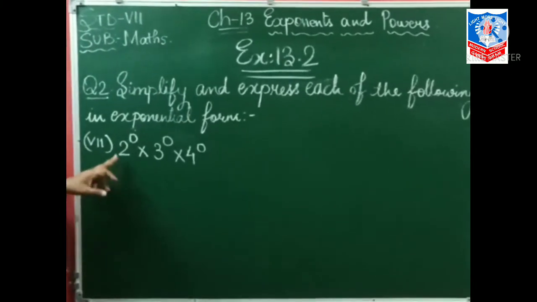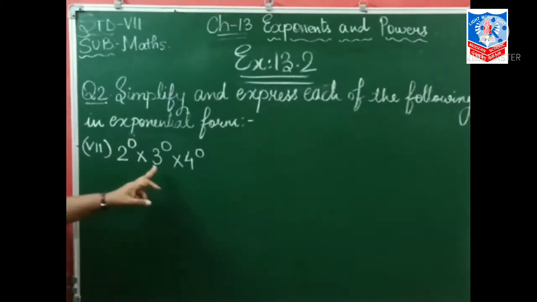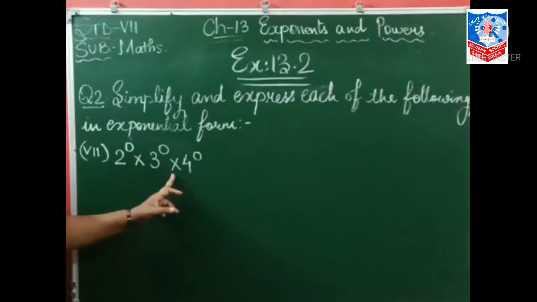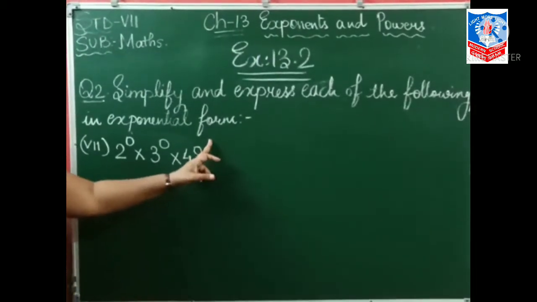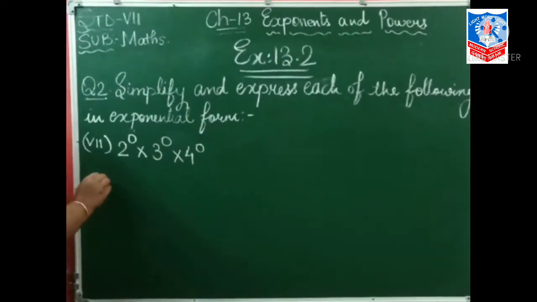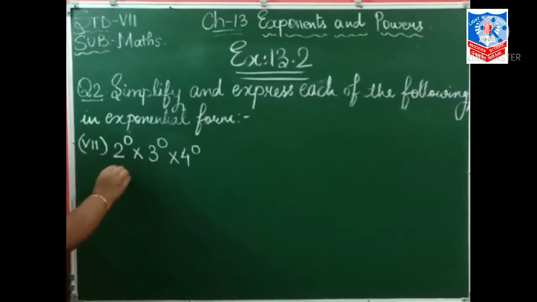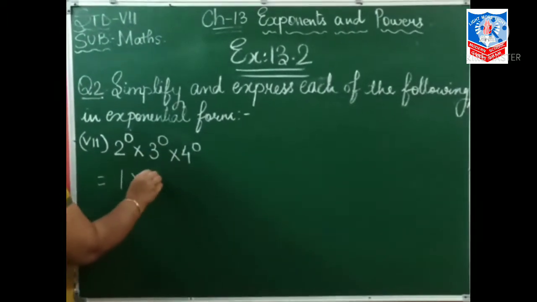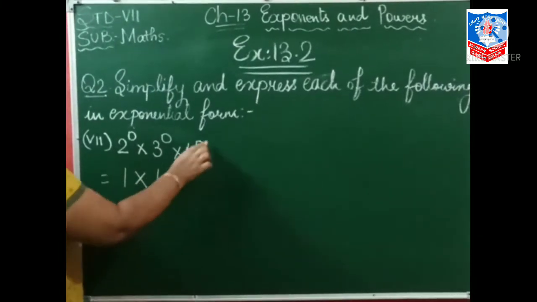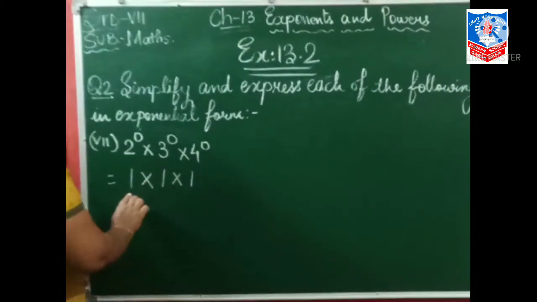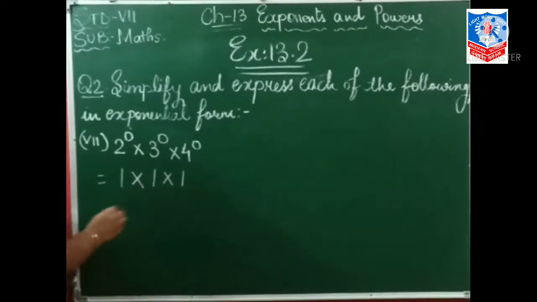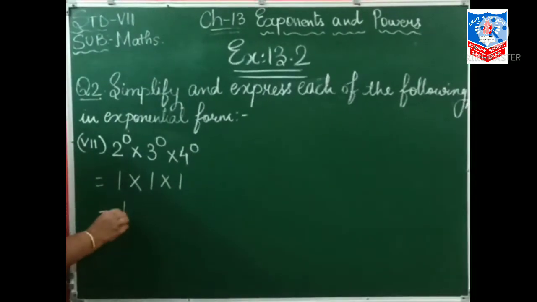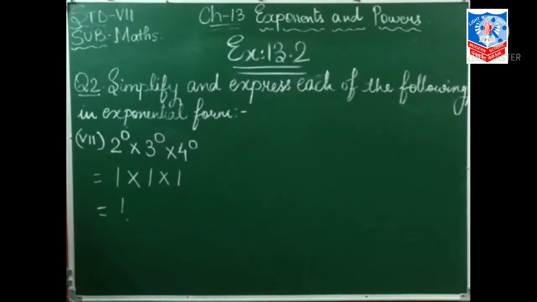Now here, 2 raised to the power 0 multiply by 3 raised to the power 0 multiply by 4 raised to the power 0. Now you know 2 raised to the power 0 means 1, multiply by 3 raised to the power 0, which is 1, multiply by 4 raised to the power 0, which is 1. So 1 multiply by 1 multiply by 1 is 1. Understood?